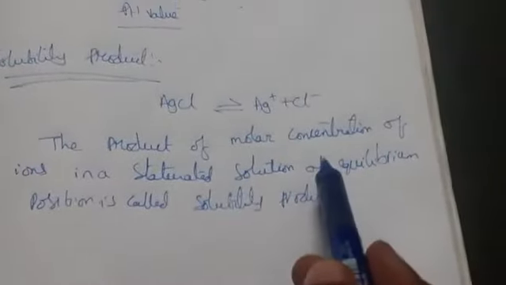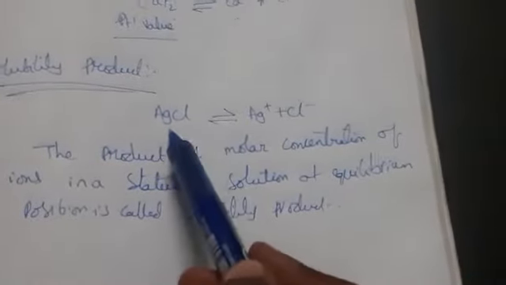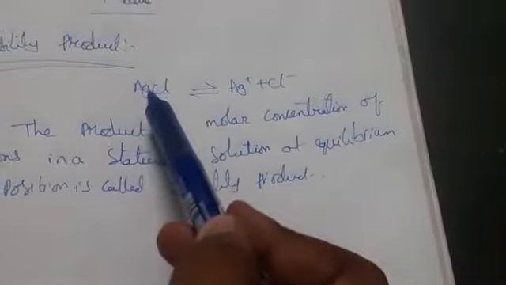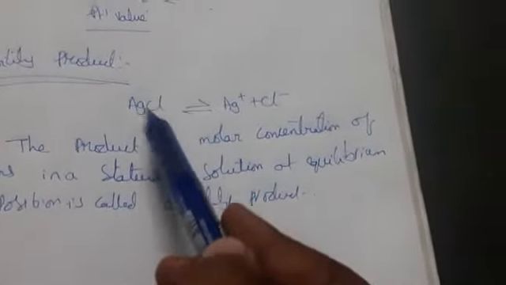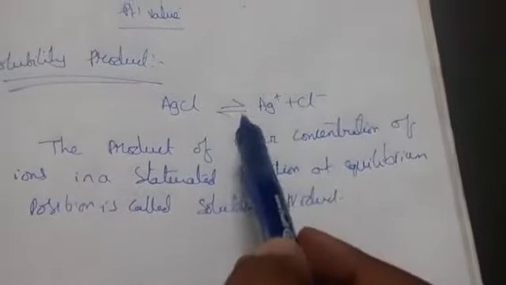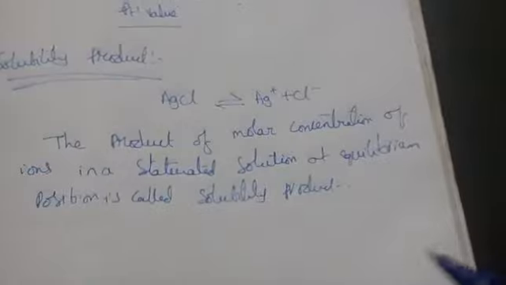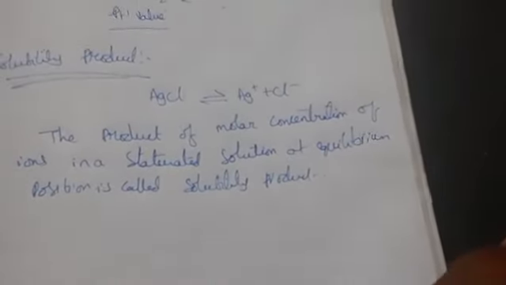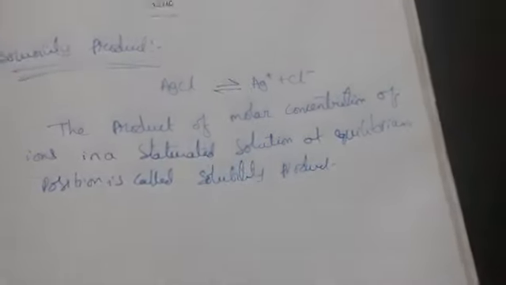Here, for molar concentrations, if you are taking AgCl, let us take AB. A has 1 and B has 1 only. So Ag has 1 mole and Cl also has 1 mole. What is a saturated solution? When you go on adding this salt, automatically it is not going to dissolve. Those types of solutions we call saturated solutions.